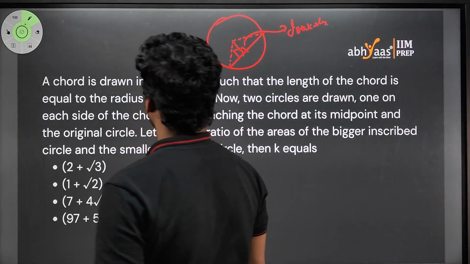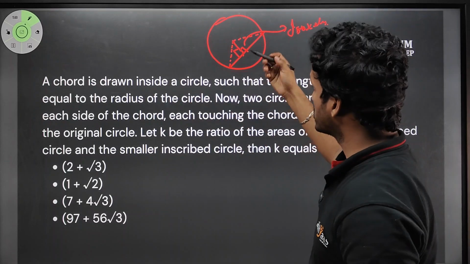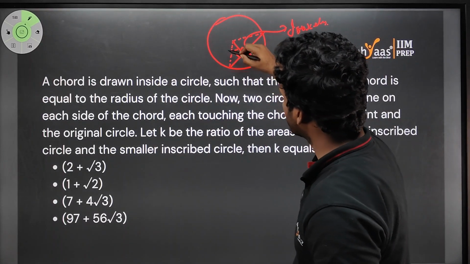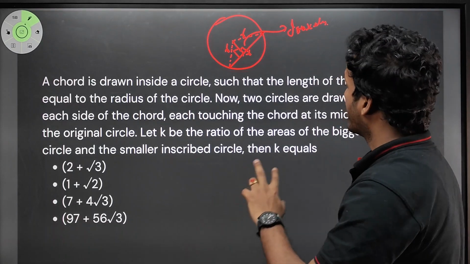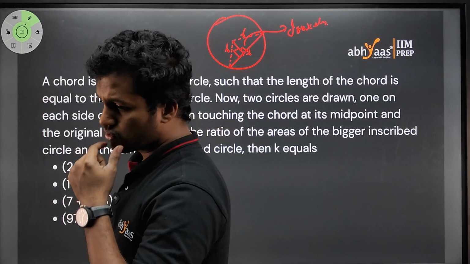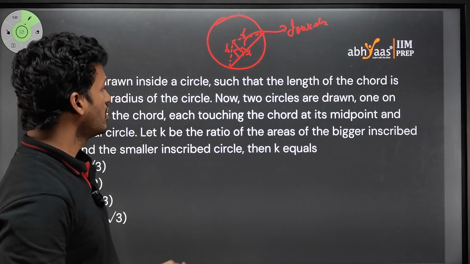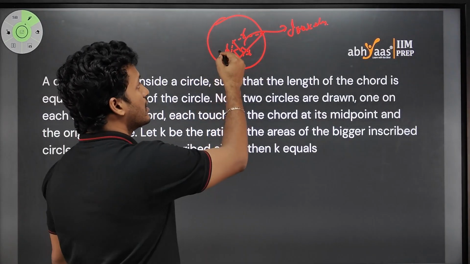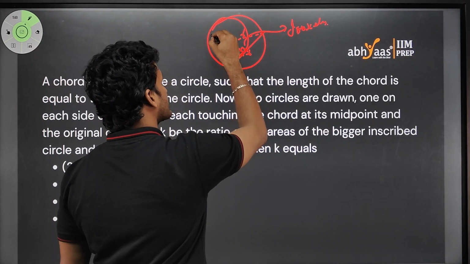So what they are saying: a chord is drawn inside a circle such that the length of the chord is equal to the radius of the circle. That means even this is equal to this and this, so it's an equilateral triangle. But now two circles are drawn, one on each side of the chord. Observe this carefully. Whenever they say two circles are drawn, one on each side of the chord, you have to think of it like this.